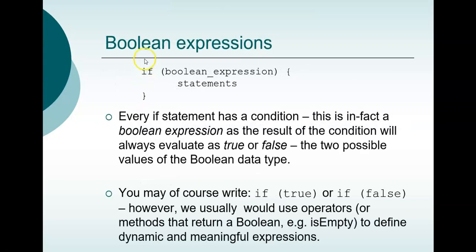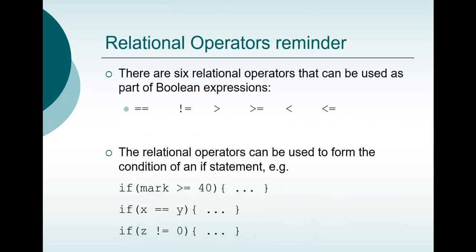Now see that the condition here must be a Boolean expression, so that every if statement has a condition. This is in fact a Boolean expression as a result of the condition that will always evaluate to true or false. That is the two possible values of a Boolean type. Now we can also say if true or if false, but mostly we put an expression so that we can evaluate it to true or false.